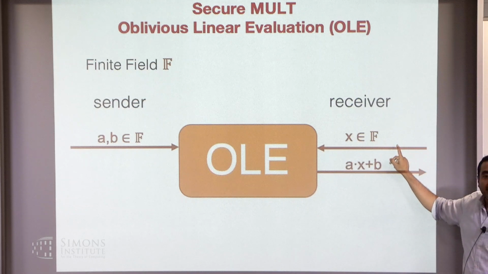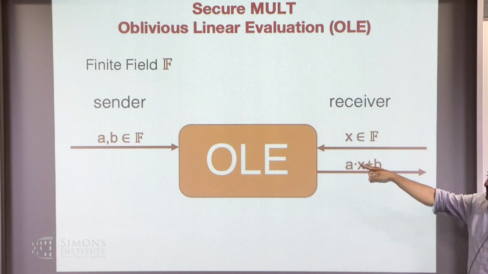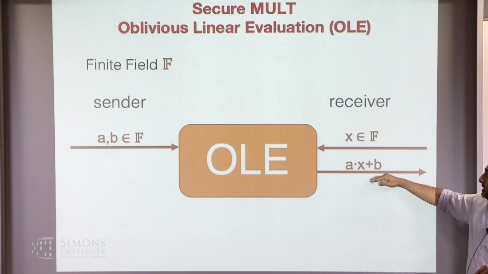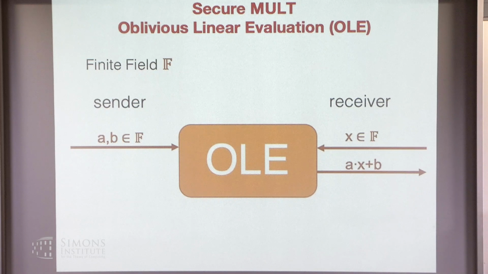You have a receiver that has an input x, and the sender has two field elements a, b, and the goal is for the receiver to learn ax plus b. Okay? And a simple instantiation of such a protocol, you can use an additively homomorphic encryption, encrypt x, and the operations that the sender has to do is like scalar operations on the ciphertext. You can get it and get the answer.